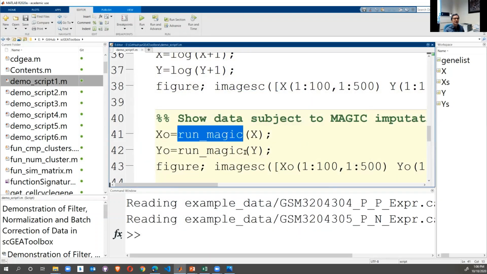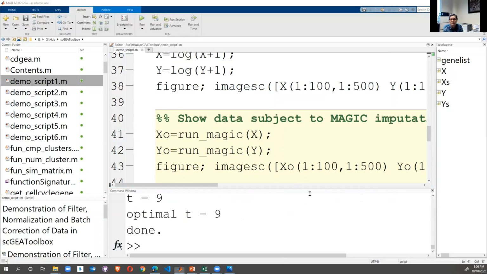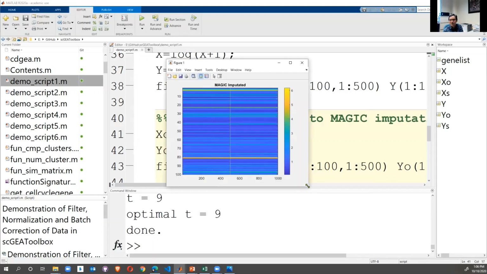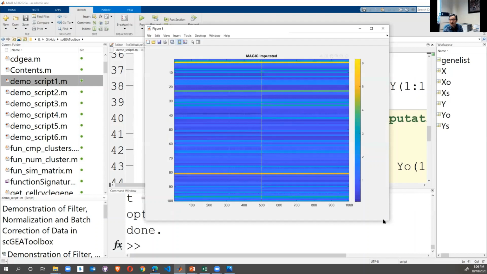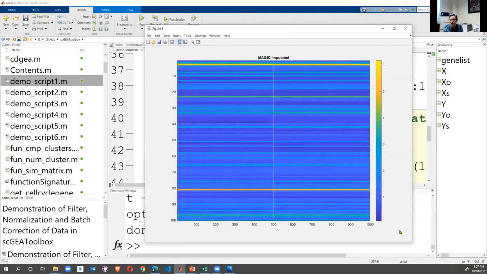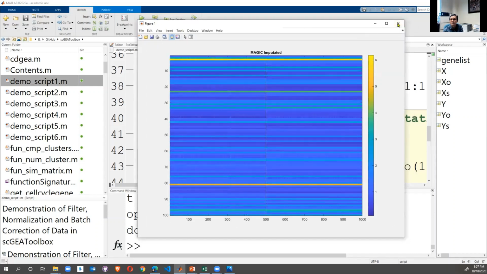And MAGIC is one of the smoothing-based imputation tools. And in this toolbox, we can run this to get an imputed matrix. So you see, after that, a lot of noise has been cleaned up, and presumably the downstream analysis will be more meaningful after the imputation.